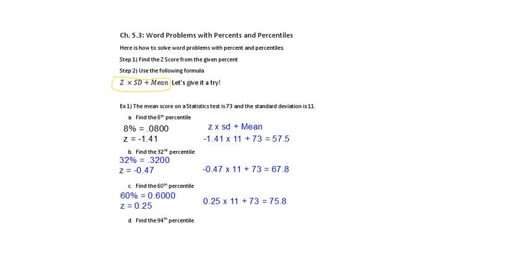All right, now 94%. So 94% is equal to 0.9400. And the z-score for 0.9400 is equal to 1.56. So now we're going to do 1.56 times 11 plus 73. And that's equal to 90.2. And that's how you do it. Let's do a few more.